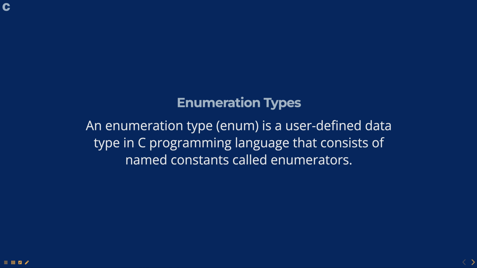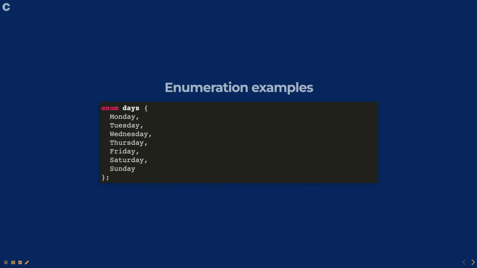Enumerated types are declared using the enum keyword. For example, let's consider an enum type days representing the days of the week. Here, Monday, Tuesday, Wednesday, etc. are enumerators. The first enumerator is assigned 0, the next 1, and so on.